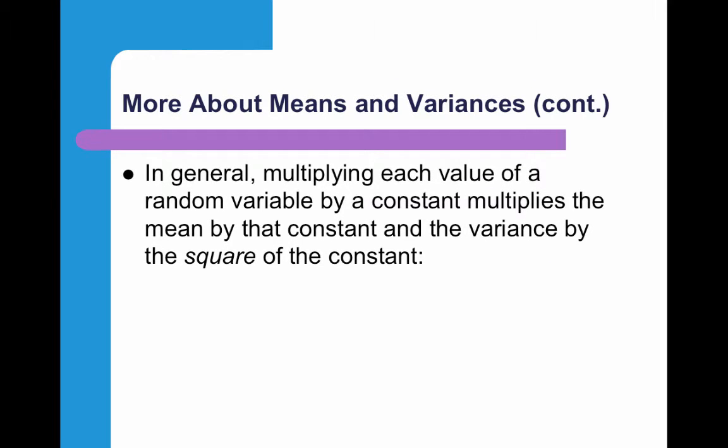Continuing with this concept, if you multiply each value of a random variable by a constant, it multiplies the mean by that constant, and the variance is multiplied by the square of that constant. This one is a little trickier to understand. The mean, if you multiply, then you multiply, but the variance, because when we're calculating the variance, we square our differences, that means that everything has to be squared. So if you multiply each value, then you have to multiply the variance by the square.